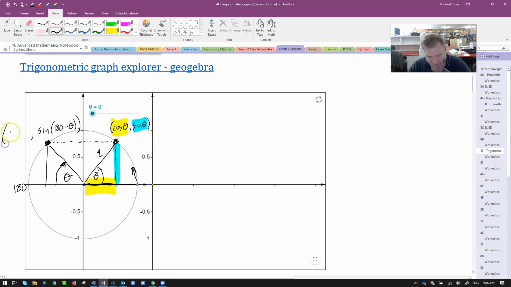The cosine of 180 minus theta, the x-coordinate here, well, these are similar triangles.